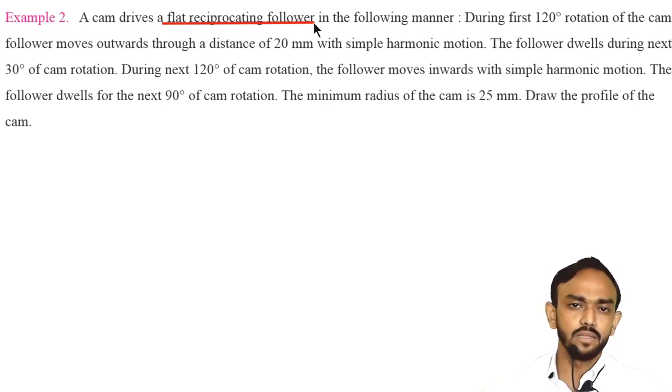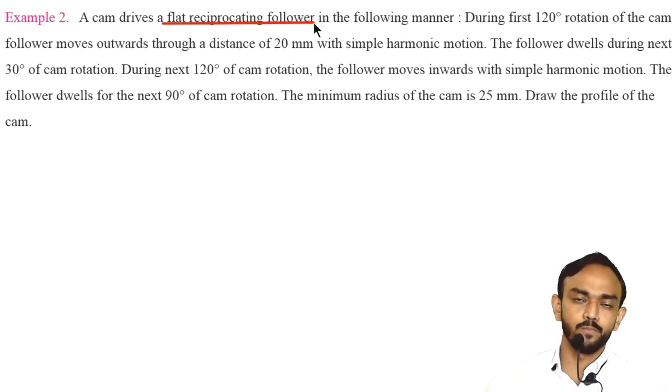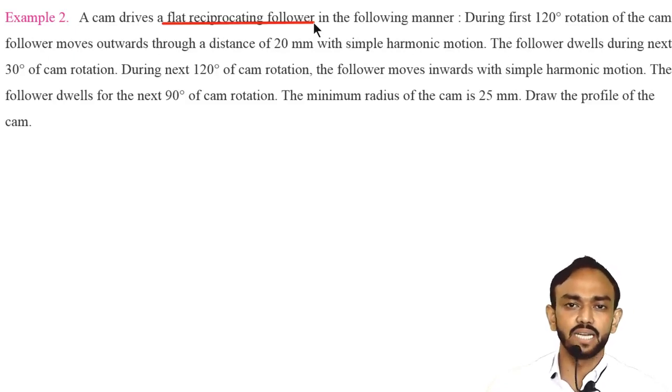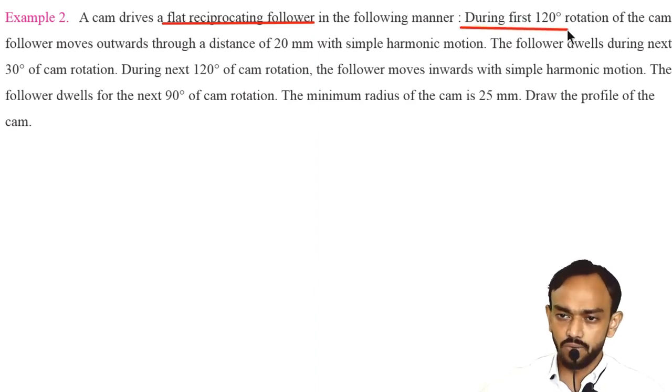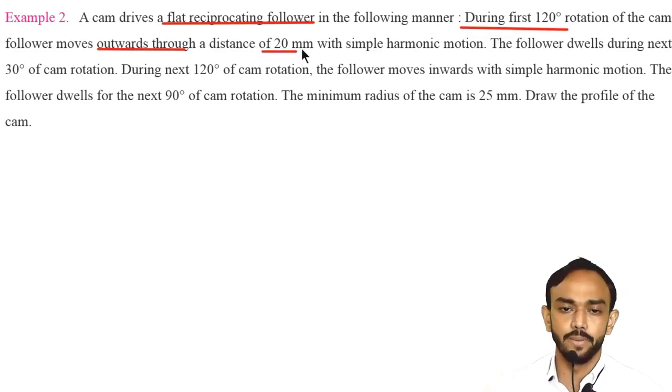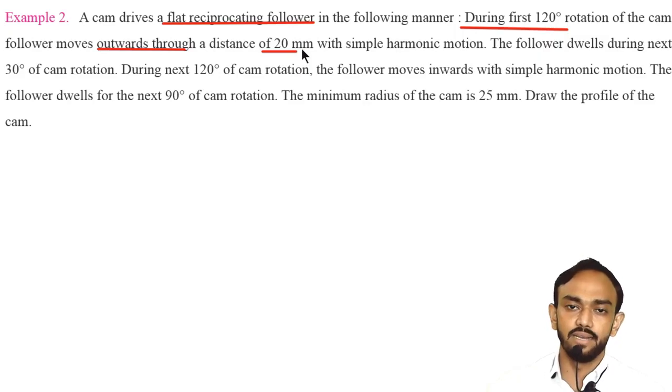All other data, the displacement diagram and the base circle, will be the same. There is no difference, the only change is the flat face. So the displacement diagram will be the same, and only the cam profile changes. During the first 120 degrees of cam, the follower moves outward through a distance of 20 mm. It means theta 1, the rise angle, is 120 degrees and the lift or stroke is 20 mm.